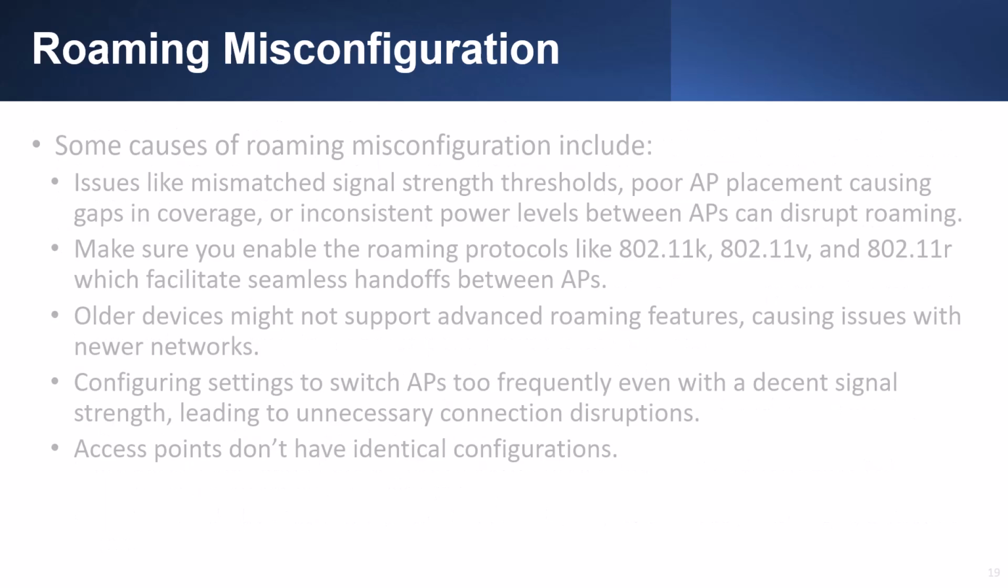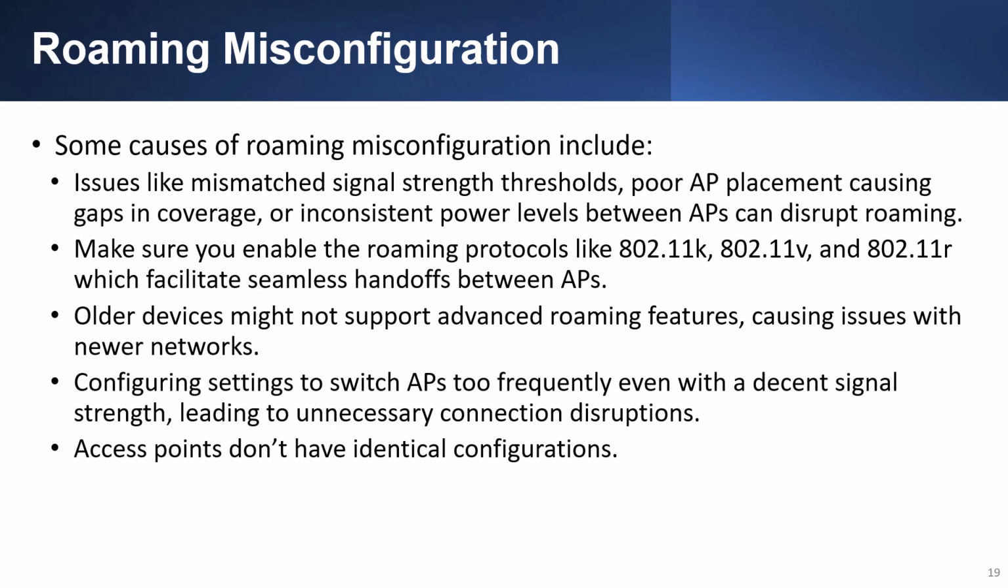Some causes of roaming misconfiguration include issues like mismatched signal strength thresholds, poor AP placement causing gaps in coverage, or inconsistent power levels between APs can disrupt roaming. Make sure you enable the roaming protocols like 802.11k, 802.11v, and 802.11r, which facilitate seamless handoffs between APs. Older devices might not support advanced roaming features, causing issues with newer networks. Configuring settings to switch APs too frequently, even with a decent signal strength, leading to unnecessary connection disruptions. Access points don't have identical configurations.